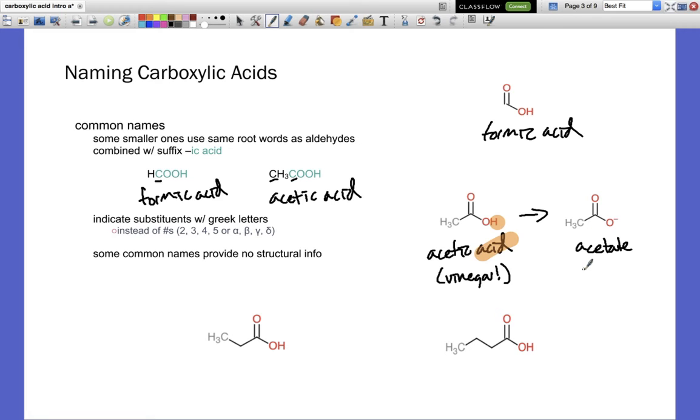Because again, there's 2 carbons in there. There's 3 hydrogens. And there's 2 oxygens. And it's got a -1 charge overall. Acetate should be extremely familiar to you. You memorized that a long time ago. Right? So that's what happens when you remove that hydrogen from acetic acid. It becomes that acetate conjugate anion.